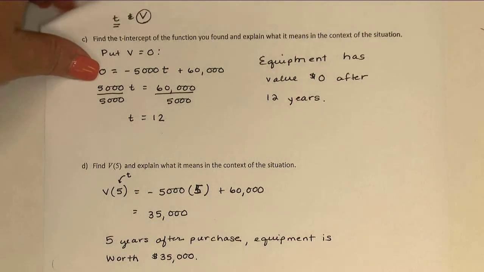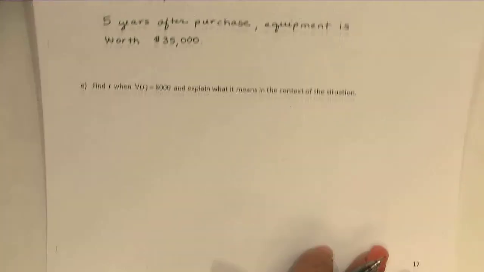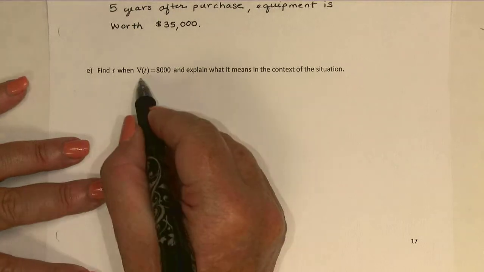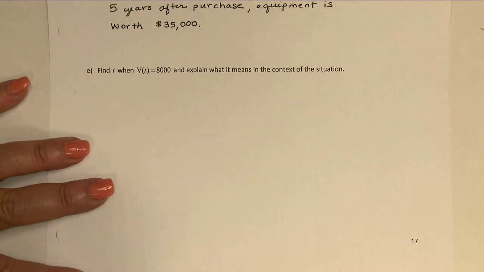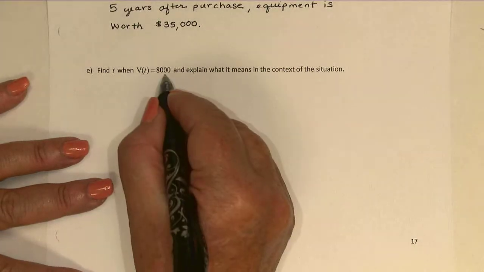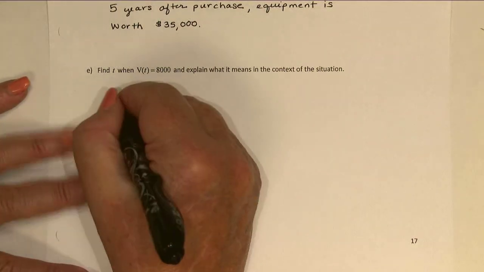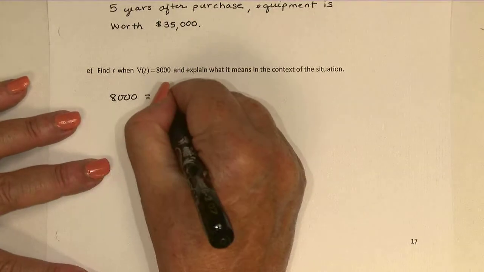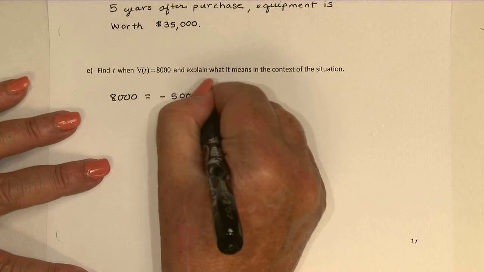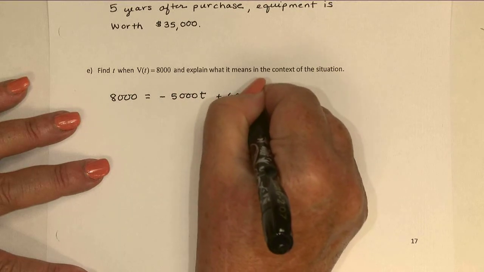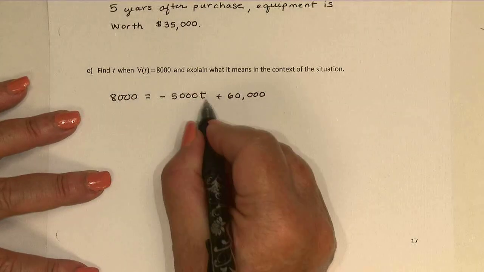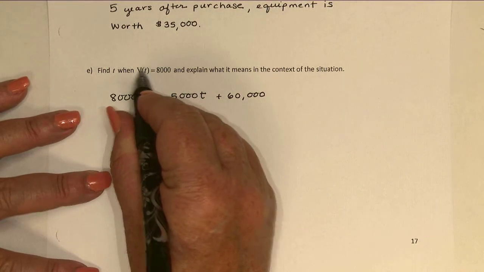All right, and one last question about this particular example. I would like to find t when v of t is equal to 8,000 and explain what that means in the context of the situation. So this time I know the v value is 8,000. That goes on the left-hand side. And I set that equal to my negative 5,000t plus 60,000. Notice I don't know t. I can't plug 8,000 in for t. It's the v of t that is the 8,000.